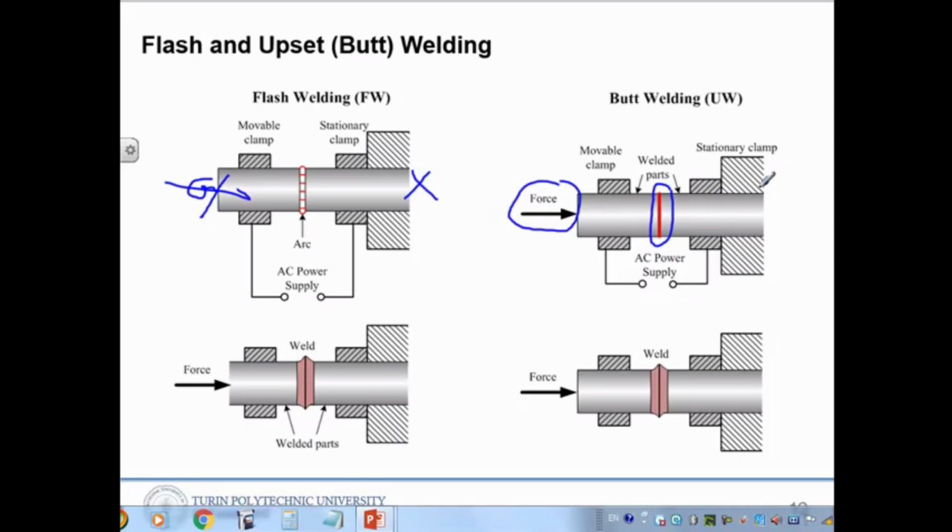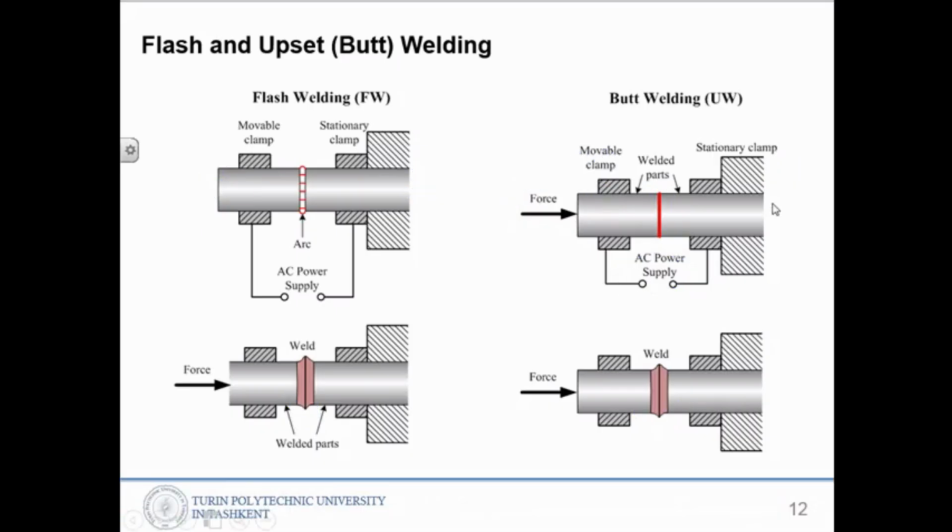So from here it is fixed, from here it is fixed, but from here it is movable, like this. From here it is fixed, but here we have a force. We also use an AC power supply, and that will be welded. So we are having a welded place like this. Okay, so next one. That's the main difference between flash welding and upset welding.